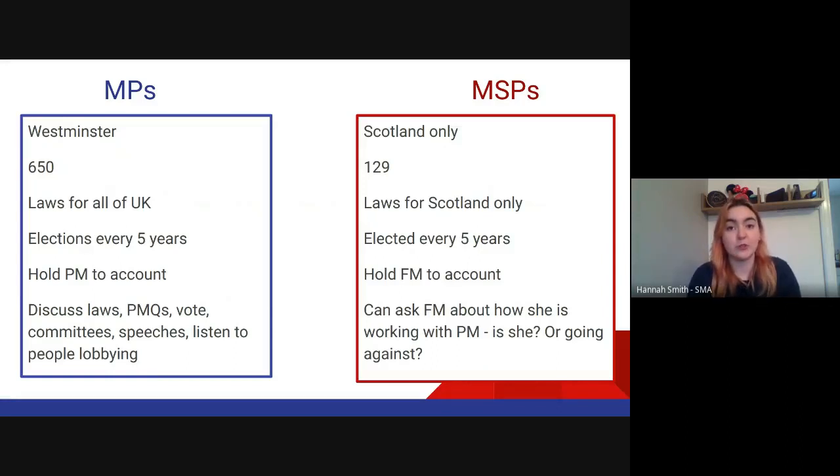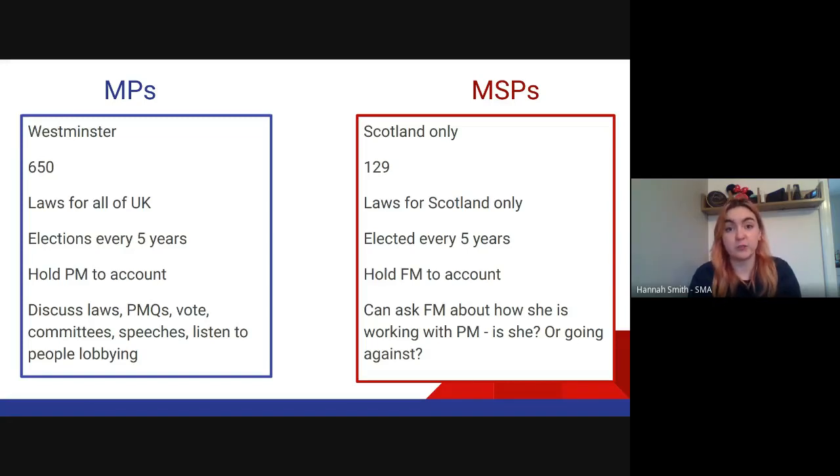There are only 129 MSPs. They sit in Holyrood in Edinburgh, okay? Again, they're usually elected every 5 years. We are due to have another Scottish election next year, which means many of you will be able to vote for the first time. Scottish elections age of voting is 16. For UK elections, so for MPs, it's 18, I'm afraid.